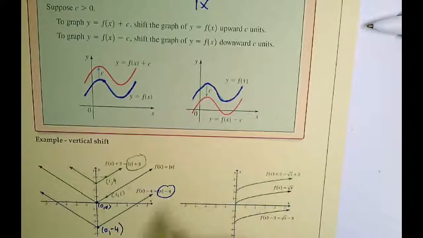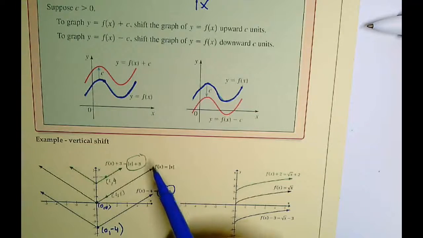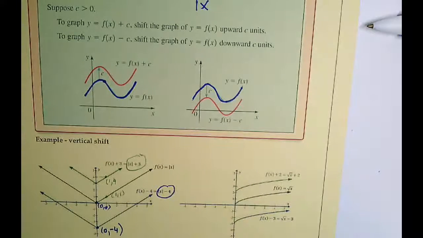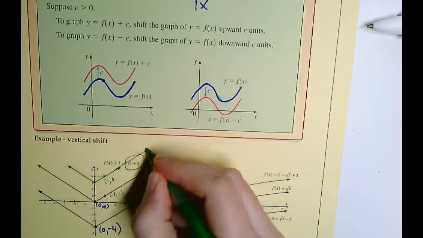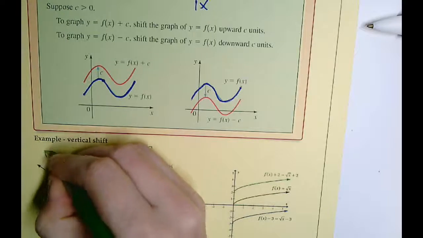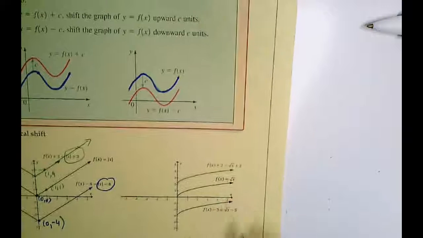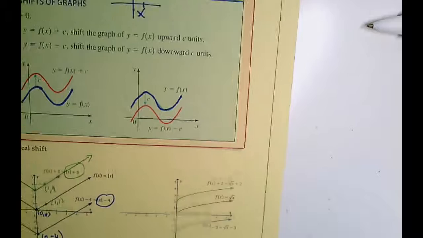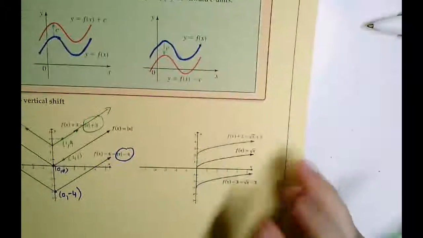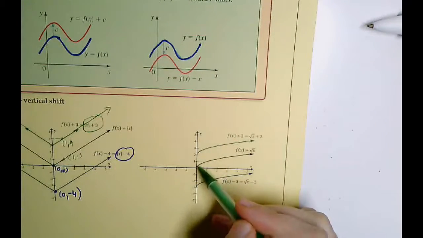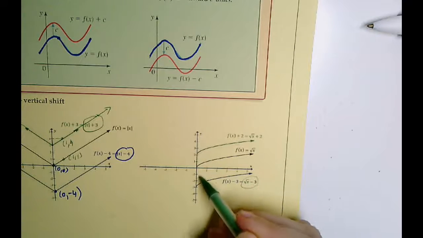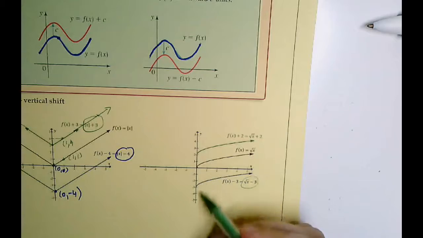So a vertical transformation is a rigid transformation. It takes this graph and moves it up or down. It doesn't change the shape of the graph. The shape of the graph is exactly the same. Another example, if you have square root of x, square root of x plus 2 is just going to be the graph shifted up 2 units, and square root of x minus 3 is going to be moving square root of x down 3 units.